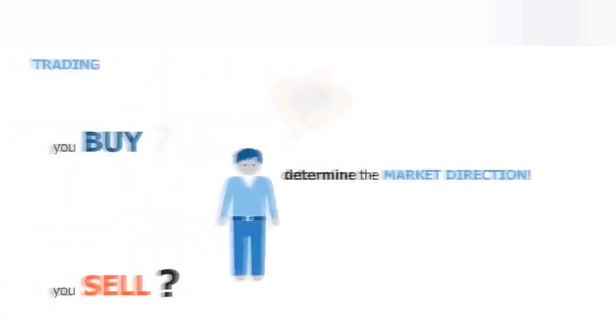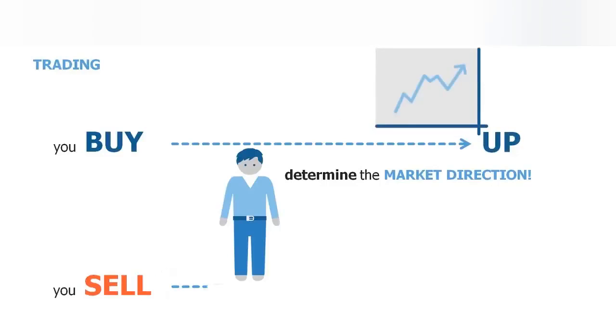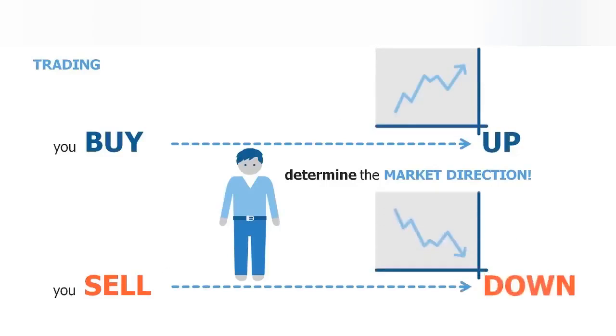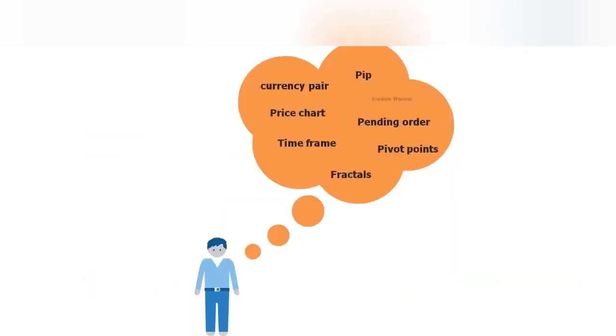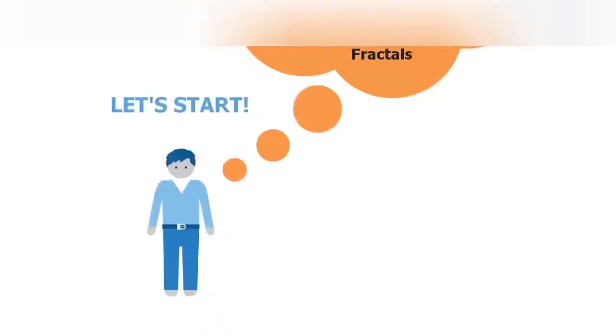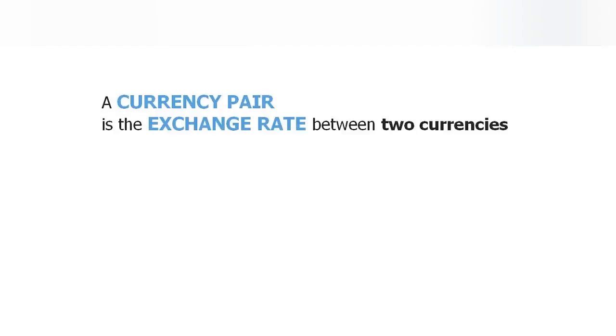So if you determine that the market direction is up, you can buy. And if you determine the market direction is down, you can sell. In order to get started with the beginner strategy, there are a few terms that you should know. Ready? Let's start. A currency pair is the exchange rate between two currencies.